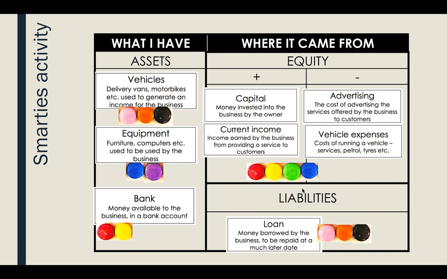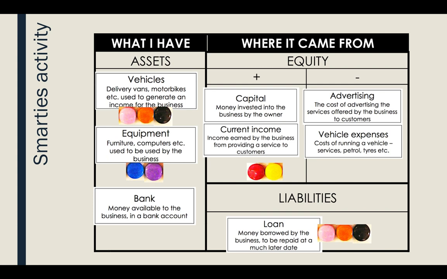Number 5, paid 2 Smarties to advertise the courier service. This is going to work in exactly the same way as the previous transaction. The only difference is that my expense is a different expense, advertising. So I'm going to take 2 out of bank and another 2 out of equity. If we want, we can do a quick check and my accounting equation does still balance. In total, I have got 5 in assets and 5 in equity and liabilities.